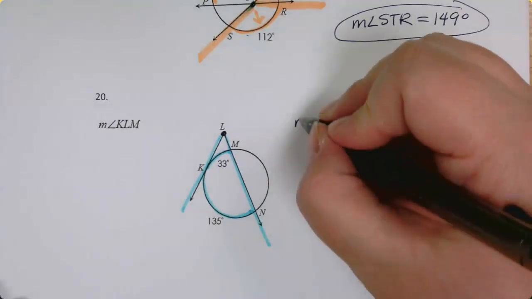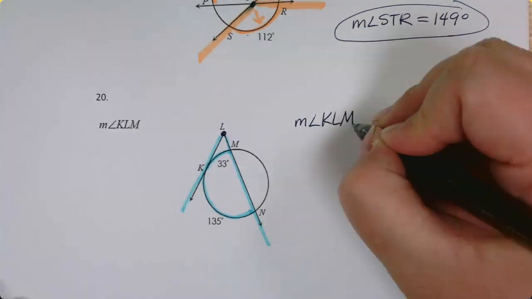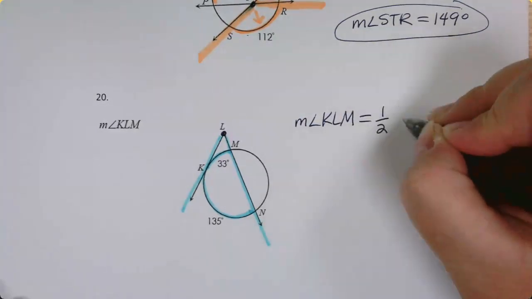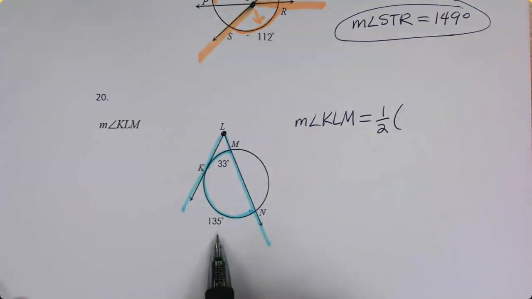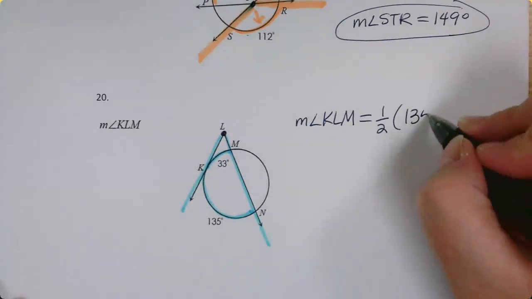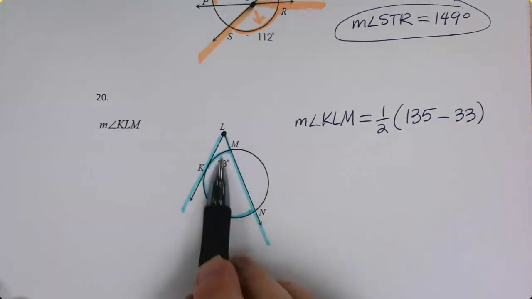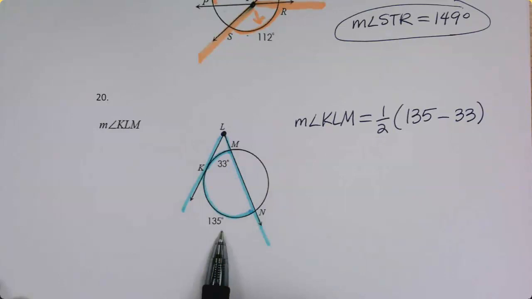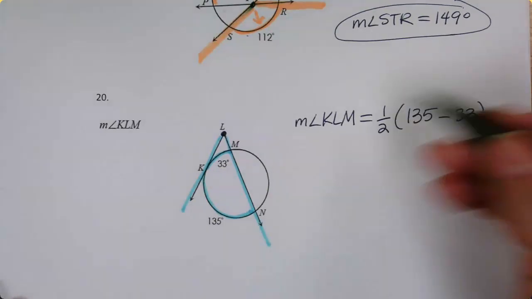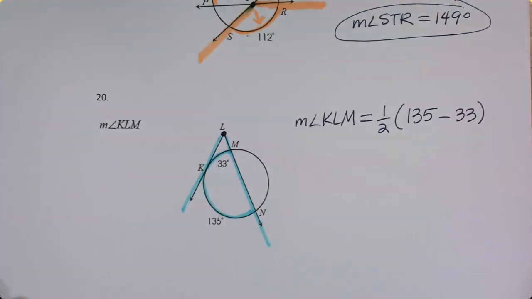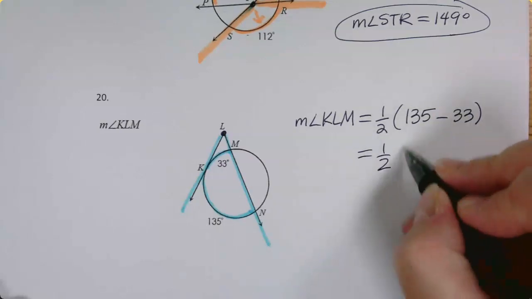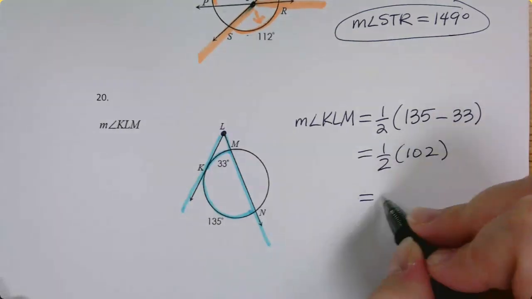So the measure of my angle, and I'm going to go ahead and just write it without the words, equals 1/2 the difference between the two arcs. We always start with the bigger one. 135 minus 33. If you don't know which one's the bigger one, it's the one farther away from the vertex. If you did it backwards by mistake, you wouldn't get anything wrong in terms of the number. It's just that it would be negative, and you'd have to go, oh, wait, I don't have a negative answer here. So make it positive. So 135 minus 33, that's going to be 102. So 1/2 of 102 is 51 degrees.